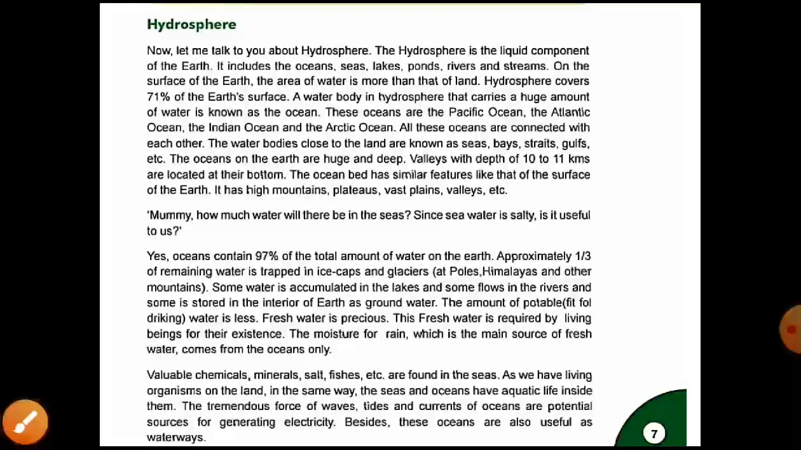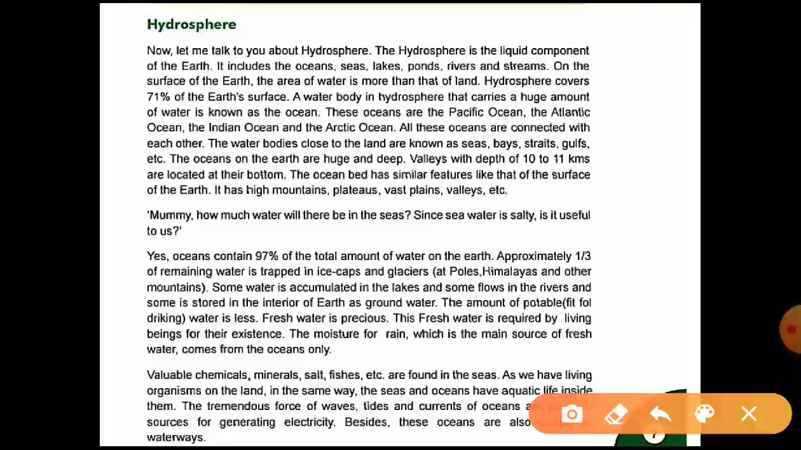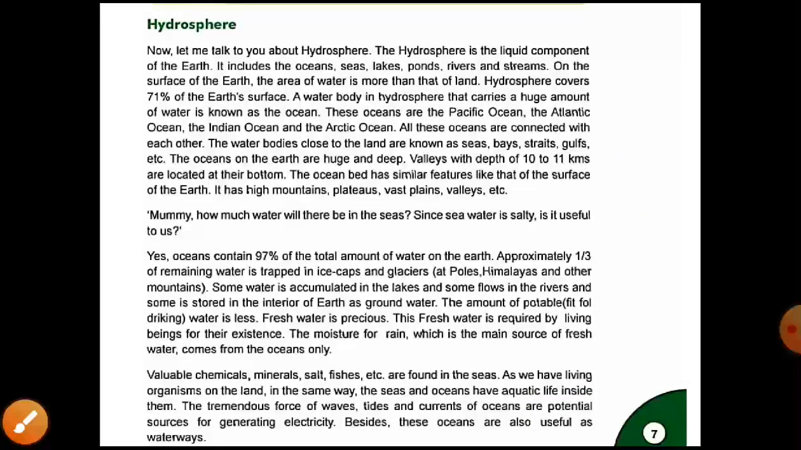For example, the lithosphere that we studied covers around 29% of the earth's surface. So here we can see that 71% of the earth's surface is covered by the hydrosphere. Remember it: lithosphere 29% and hydrosphere 71%.